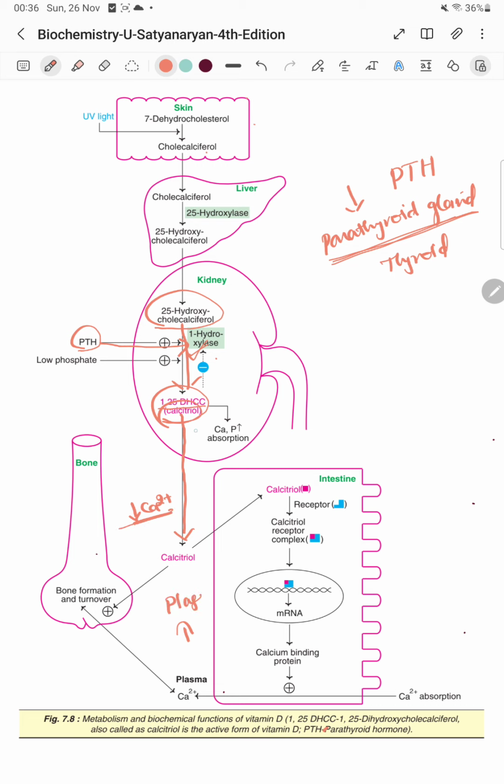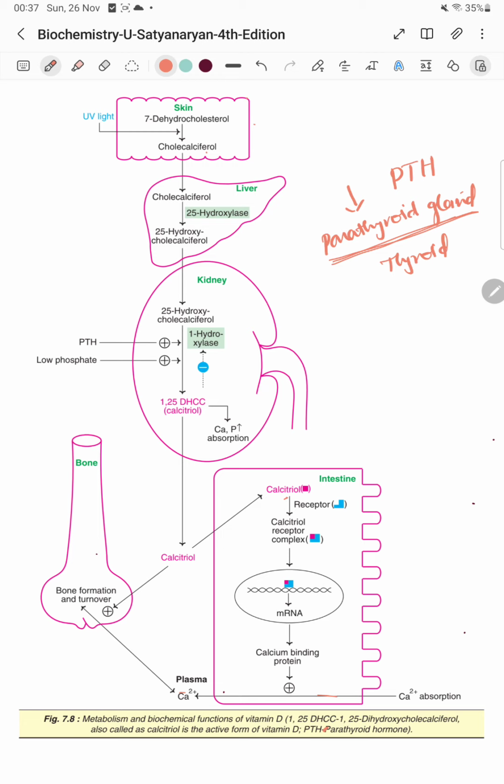Already the calcium is low. By the synthesis of calcitriol, the plasma calcium is again increased. And low phosphate levels also activate the 1-hydroxylase. In turn, 1-hydroxylase is activated and it leads to synthesis of calcitriol, and again plasma calcium will be elevated. Calcitriol will act on the intestine, dietary calcium will be absorbed, and bone also demineralizes. Gradually the calcium level will be increased. So that's how PTH and low phosphate influence the synthesis of vitamin D or calcitriol.